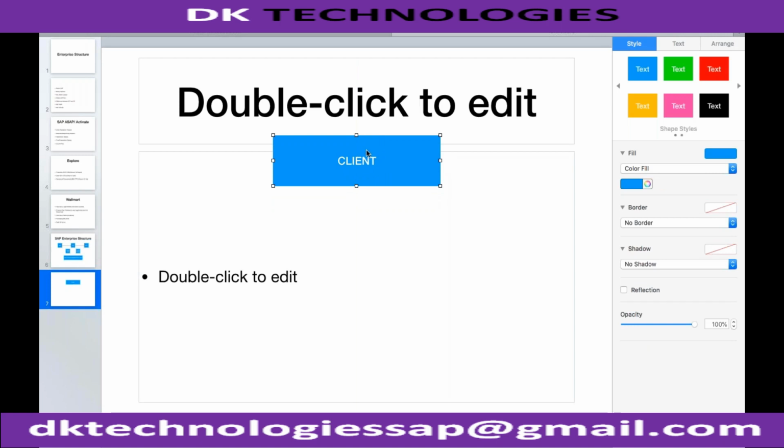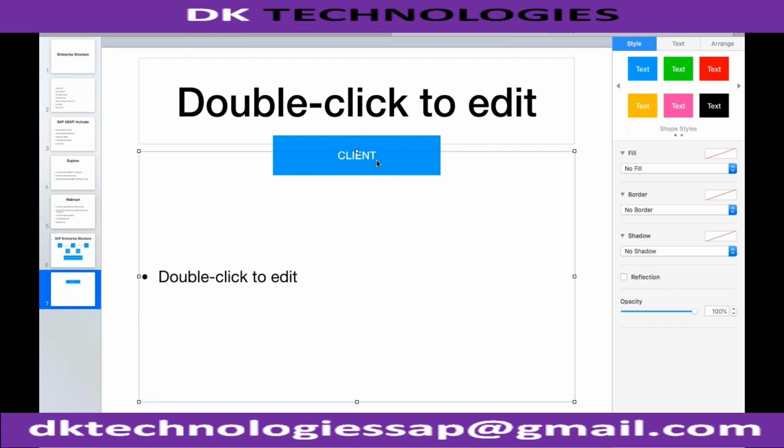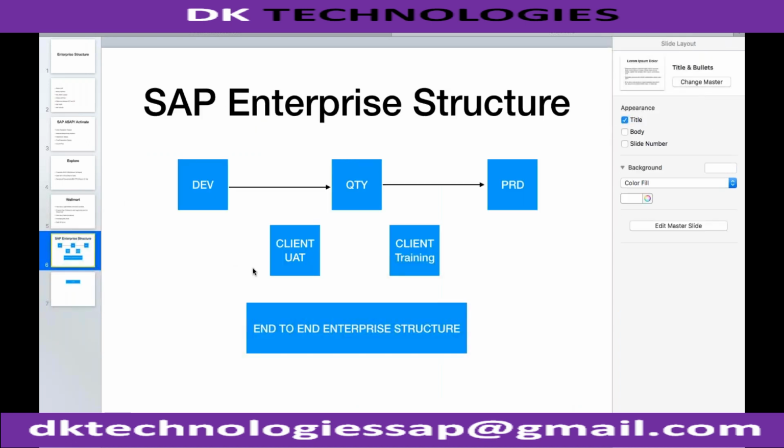Within the enterprise structure, what is the first object which is having the highest node? That is nothing but client. Everything comes within the client. Okay, I'll tell you why. If you configure anything in the training client, definitely that will not be appearing in your UAT client. So whatever activities that you are doing, it is client wise.